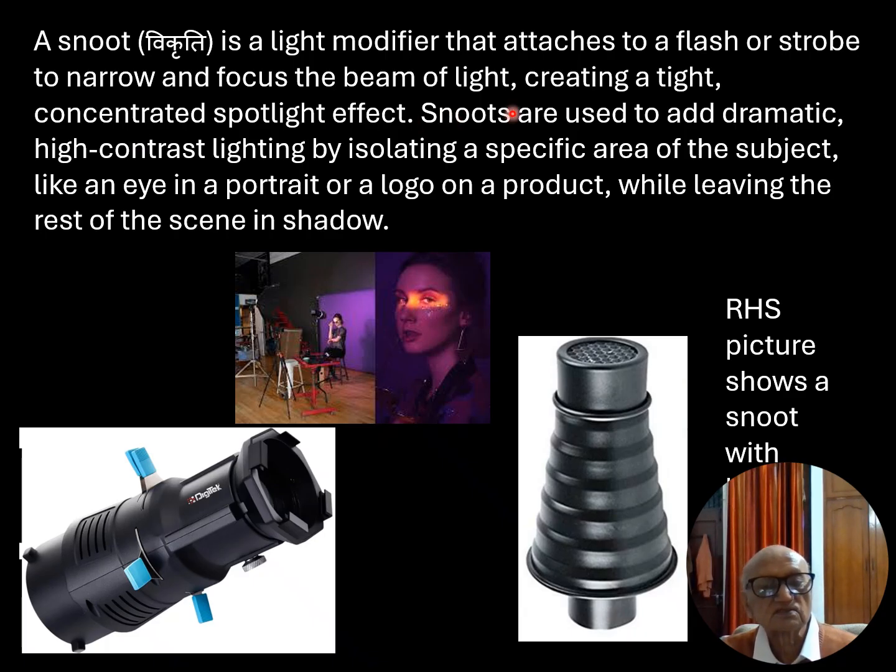Snoots are used to add dramatic high contrast lighting by isolating a specific area of the subject, like an eye in a portrait or a logo of a project, while leaving the rest of the scene in shadow. You can see the shadow here, but the eyes are illuminated. So this is the purpose of using snoots.